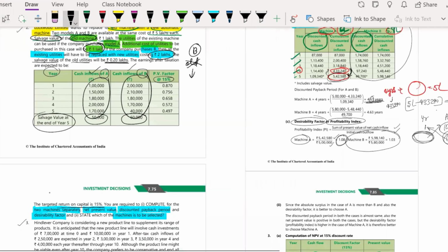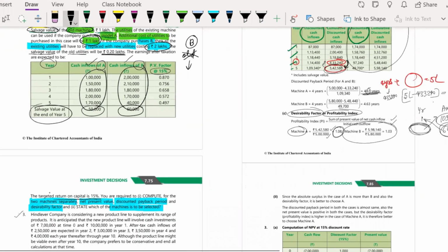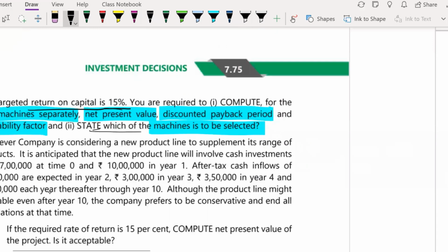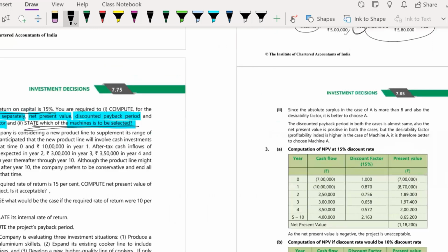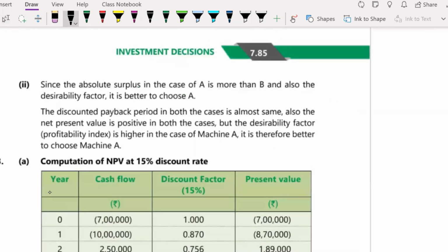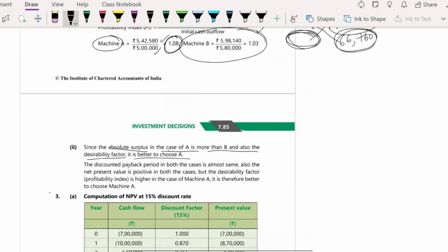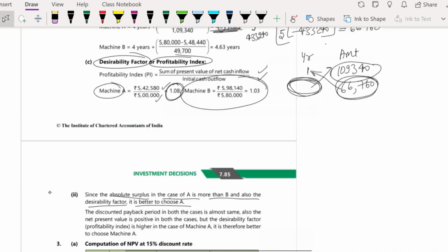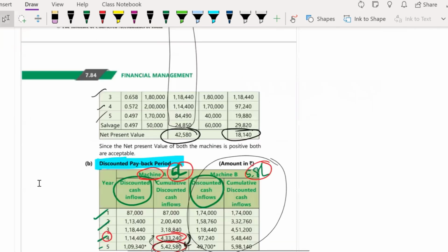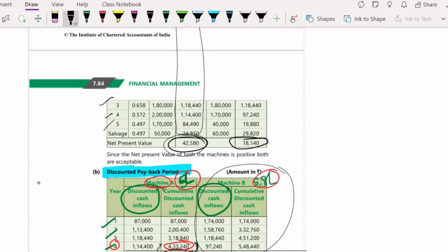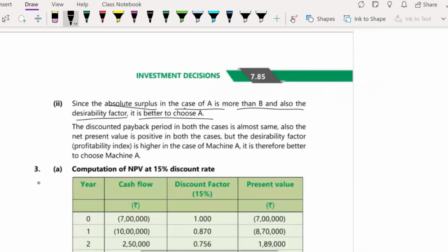Okay. And then in the question they have asked you to state which of the missions is to be selected. So which of the missions should you select? Since the absolute surplus in case of mission A is more than mission B, and also the desirability factor, it is better to choose mission A. Your PV index of mission A is 1.08 and mission B is 1.03. So mission A is better, and in the same way your NPV of mission A is better. So in that case, choose mission A.